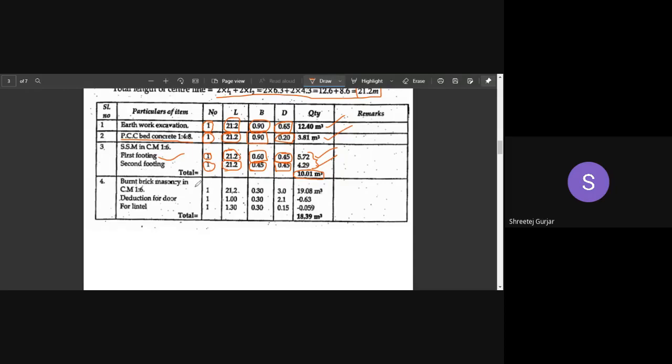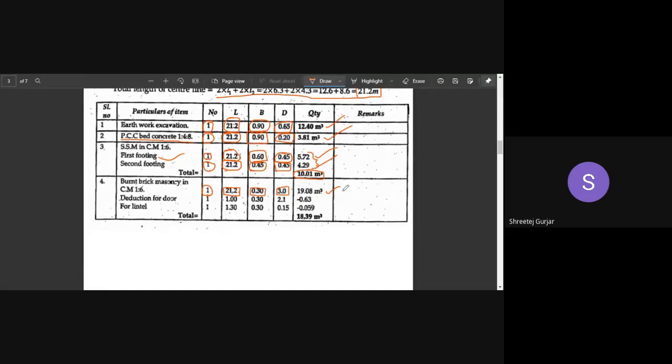Coming to brick masonry. So 1 in number. 21.2 is your total length of your center line. And the thickness of your wall is 0.3. Height of your wall is 3 meters, from floor to floor. Okay, so multiplying, 19.08 is the quantity you get.